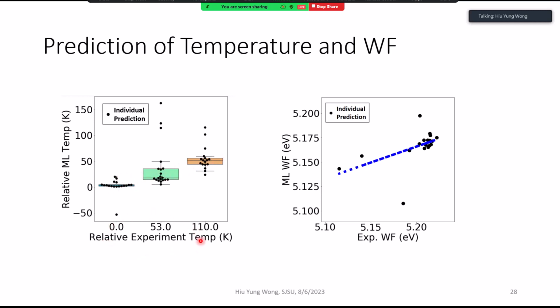This is the experimental temperature, and this is what is predicted by the machine when we use principal component analysis. But there's a compression. The range is 100 Kelvin, but it can only predict 50 Kelvin. Also, the work function prediction is not very good, right? And we are going to show you, we can make it better later.